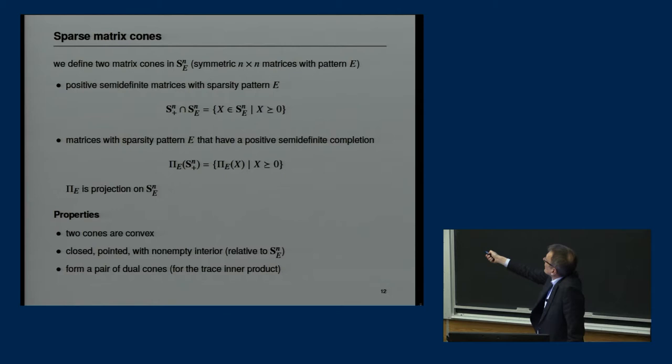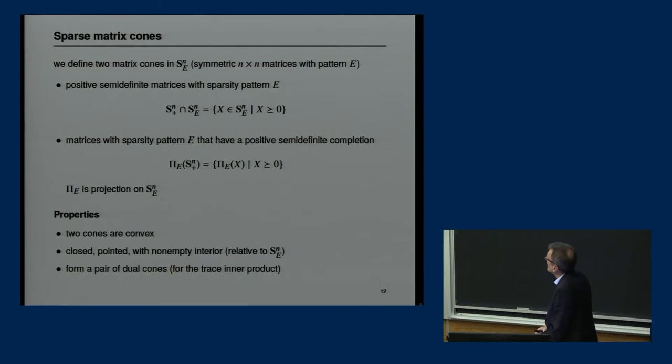The second cone is the matrices that have that sparsity pattern and can be completed to be positive semidefinite. So geometrically, you can write that as the projection of the positive semidefinite matrices on the subspace of matrices with that sparsity pattern. And so you project a dense positive semidefinite matrix on the tridiagonal matrices by setting everything outside the three diagonals equal to zero. So we'll use this notation for that projection. So this is a positive semidefinite matrix cone with a given sparsity pattern. These are the positive semidefinite completable matrices.